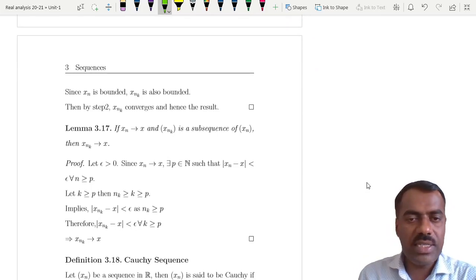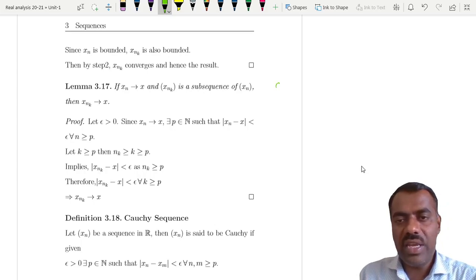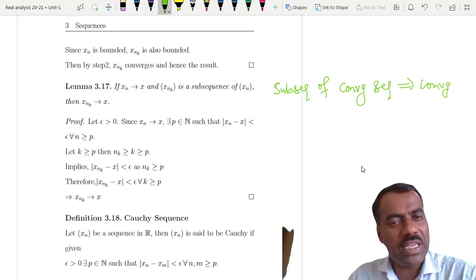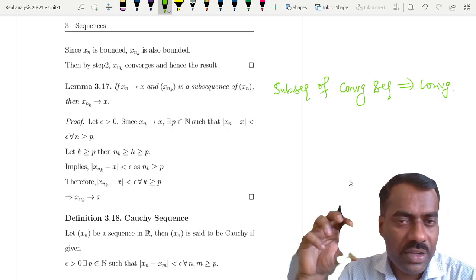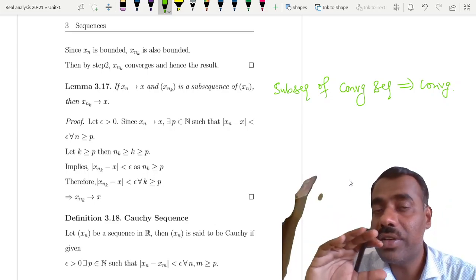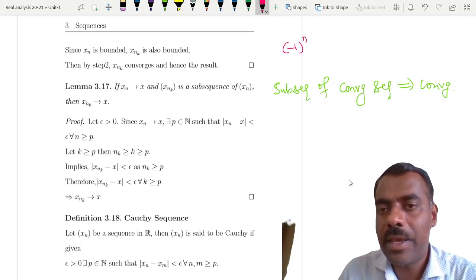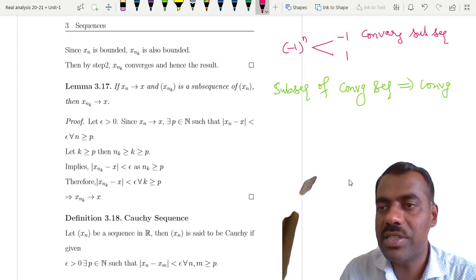Now we'll see a few more results about the convergence properties of convergent sequences. What it says is that every subsequence of a convergent sequence is convergent. That means you have a convergent sequence and you have a subsequence, then that subsequence also converges. Okay, if your subsequence converges, then your sequence need not converge. For example, if you take minus 1 to the power n, in this you have two subsequences, minus 1 as well as 1, which converge, convergent subsequences.